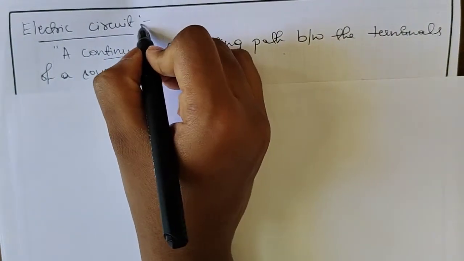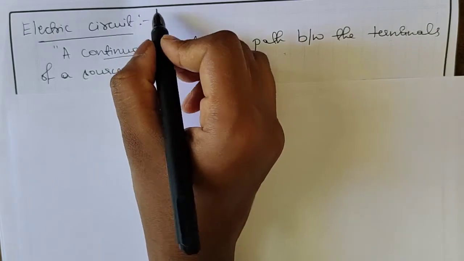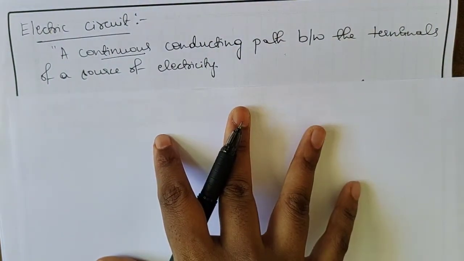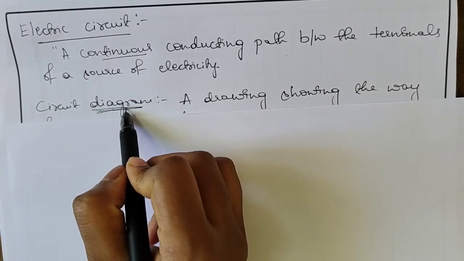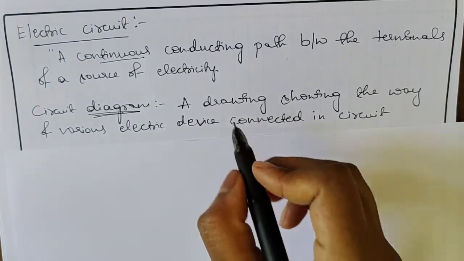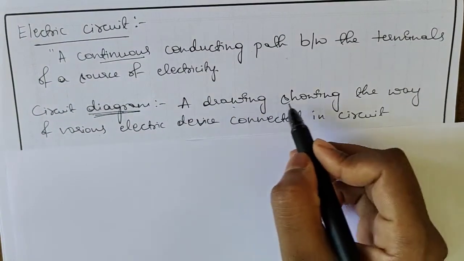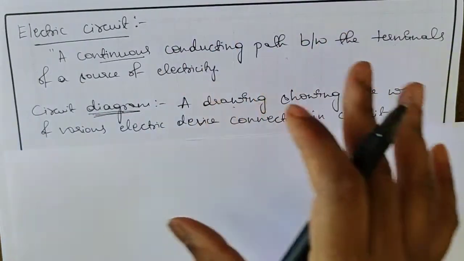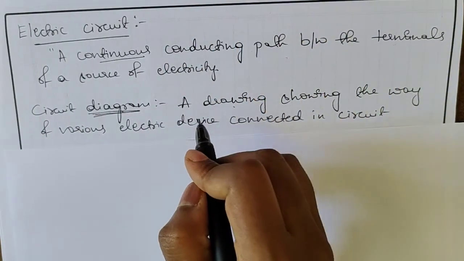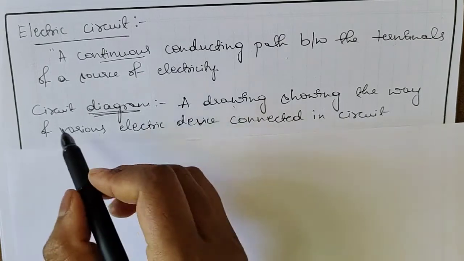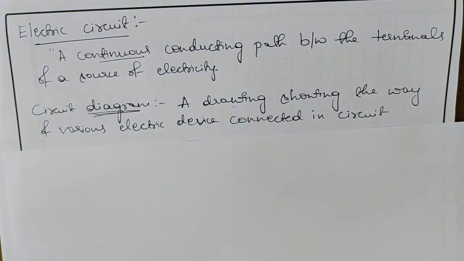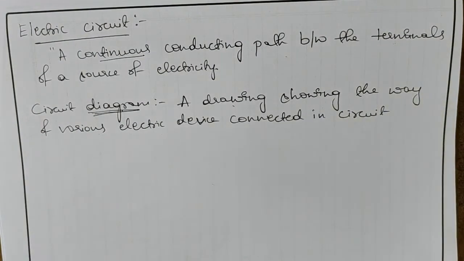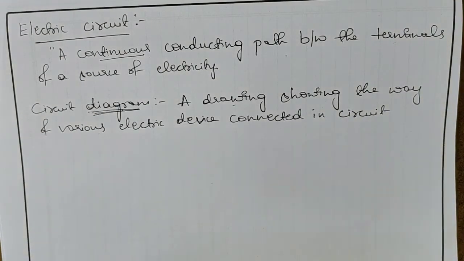This is the definition. Now our next topic is circuit diagram. Now look at the term circuit diagram. Here we have what? Diagram. Now how to define this one? It is nothing but a drawing which shows how various electric devices are connected in it. So this completes the circuit diagram. Correct, no? So here we need to understand that in a circuit diagram various components will be connected.